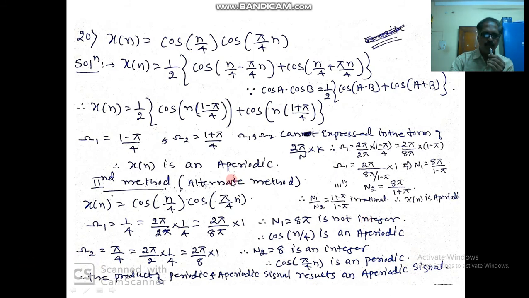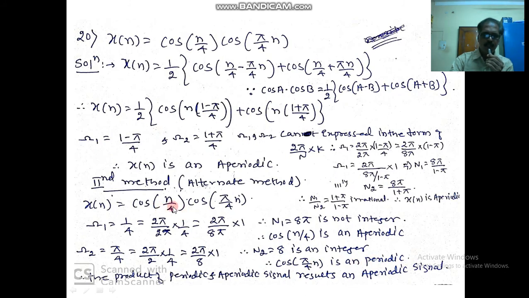Second, omega 2. This is cos of omega n. What is the omega value? Pi by 4. Express it in the form of 2 pi by N into k. Here N value is 8, which is an integer. But the first, N1 is 8 pi, which is not an integer, means cos of n by 4 is aperiodic. Here N2 is an integer, means cos of pi by 4 into n is a periodic signal.